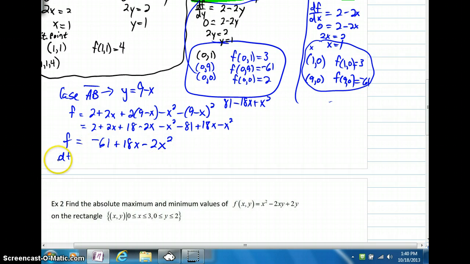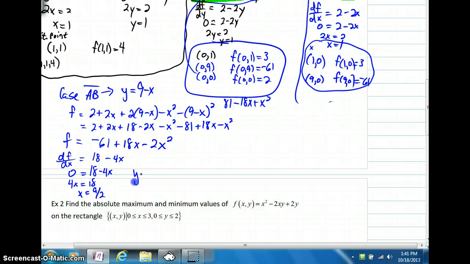Right now, everything is with respect to x. We would see very quickly that 18 minus 4x would be what we'd have. Letting this equal 0 and solving very quickly, we could see 4x is equal to 18. That is, x would be 9 over 2. That would be a critical number for this function f as it's written with respect to x.